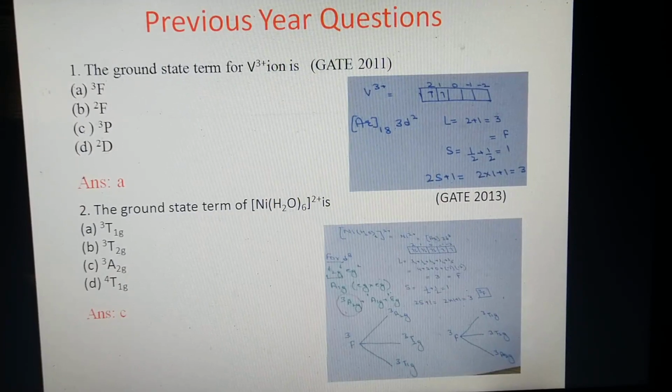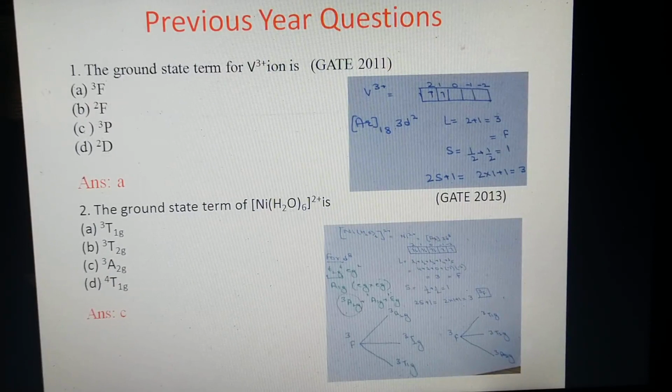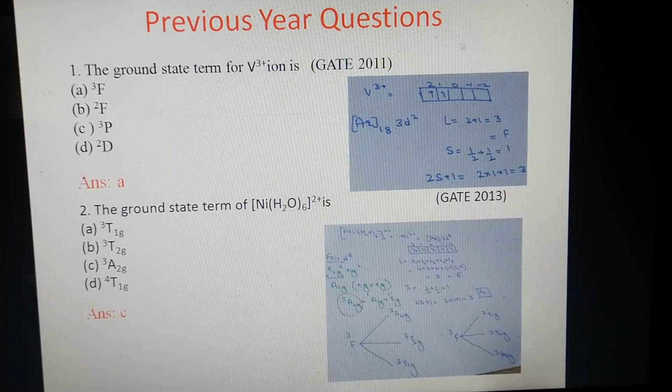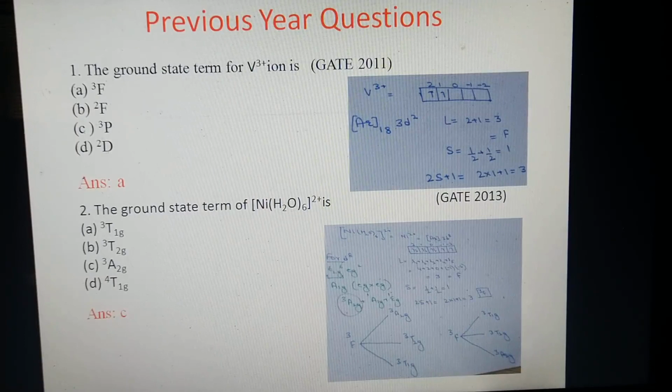Next is the ground state term for the nickel hexaaqua [Ni(H2O)6] 2 positive. For nickel H2O6 2 positive, write down the electronic configuration, d8. Correspondingly, the summation of L comes out to be 3, which belongs to the F term, and the summation of S comes out to be half plus half, that is 1. So it belongs to the triplet state, and its ground state will be 3F. Then I am considering the splitting of the 3F term into 3A2g, 3T2g and 3T1g. So there are two possible splittings, in which one has 3T1g as the ground state and in the other 3A2g is the ground state. So how will you decide whether 3T1g or 3A2g is the answer?